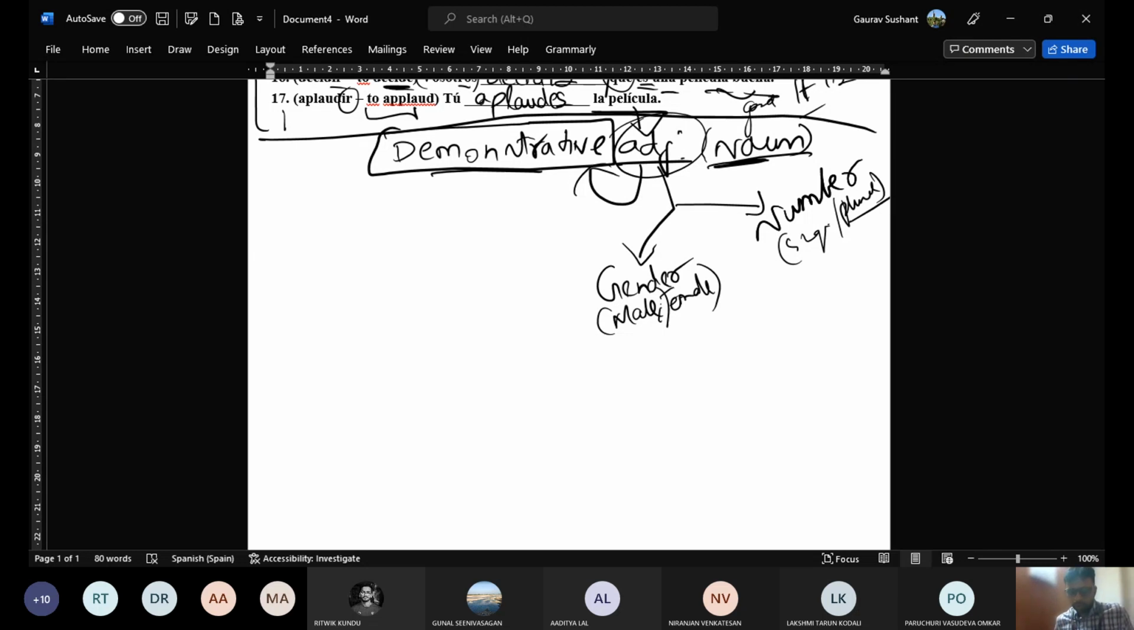So with these things in mind, let us start our discussion about this demonstrative adjective. In English, if anybody knows about demonstrative adjectives, they can tell me what that will be. Give me an example. Somebody? No idea?